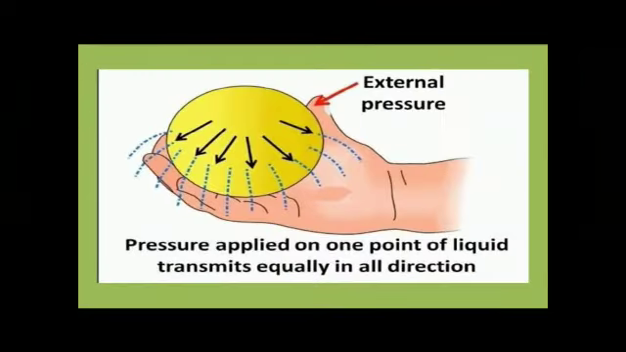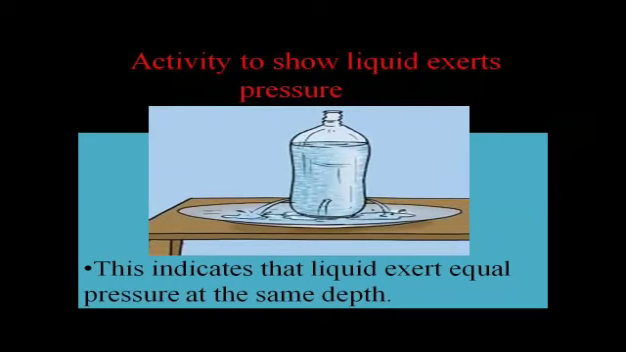Let us discuss an activity to show liquid exerts pressure. 1. Take an empty plastic bottle. 2. Drill 4 holes near the bottom at the same height. 3. Now fill the bottle with water. 4. Observe the streams of water coming out. 5. Then we will see water flows with the same pressure. 6. This indicates that liquid exerted equal pressure at the same depth.